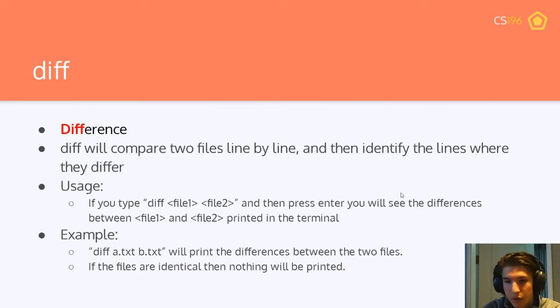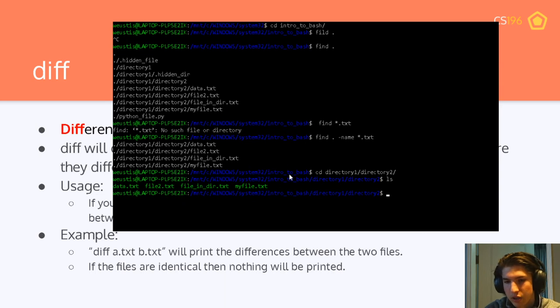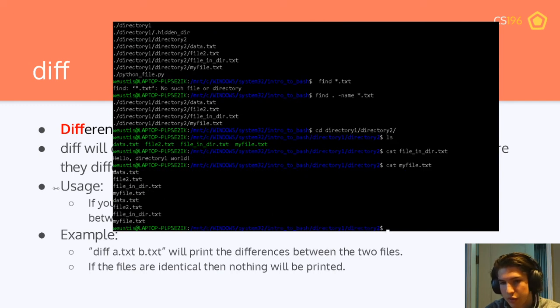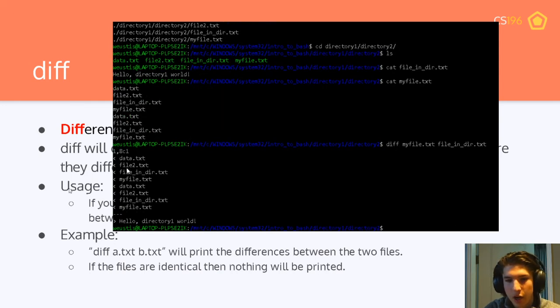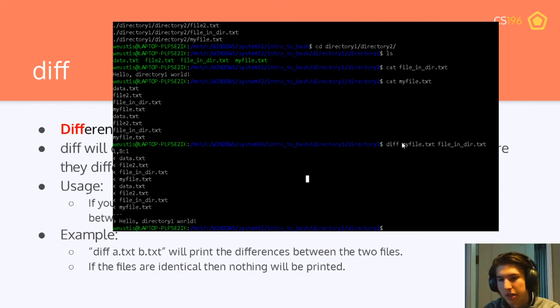We'll test this out real quick. I'll share my screen. We'll move into directory1, directory2. We'll ls. We can see file_in_dir.txt, and we'll just print that out. We can see myfile.txt. Myfile.txt, if you remember, stored the results of the ls last time. So what we'll do is diff myfile.txt file_in_dir.txt. And we can see, this file has these 8 lines, this one has this line. There's really no similarities between them.